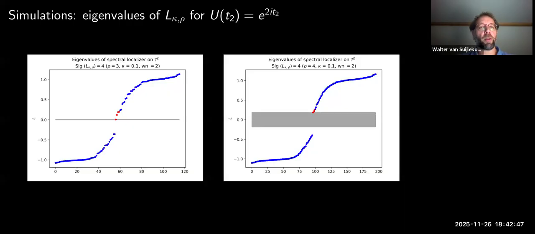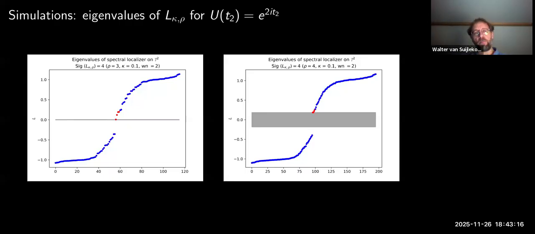Similarly, if you take the winding number to be, say, twice, so the size of 2, then you find that indeed you have 4 more eigenvalues on the positive side with respect to the negative one. So again, you get this effective way of computing this index from the spectral localizer. And these are easy things to compute and are indeed very effective, also in the context of the work of Schulz-Baldes and others.